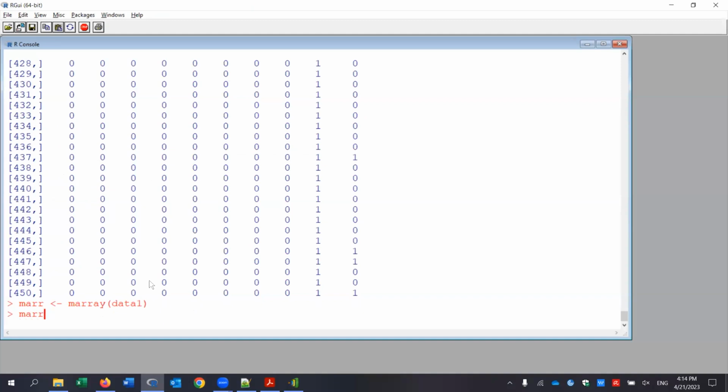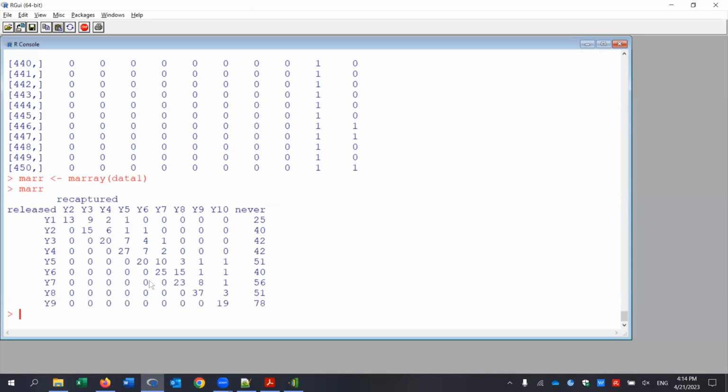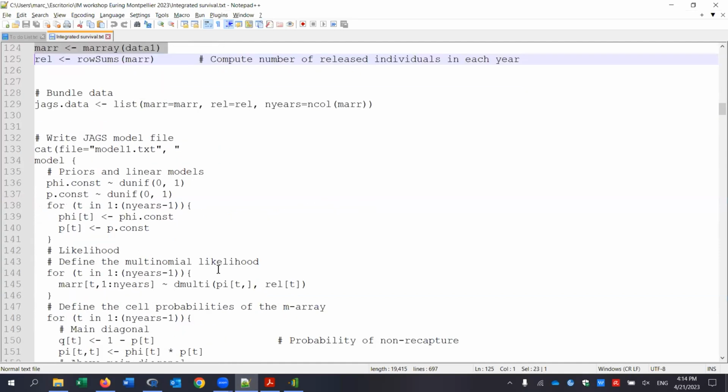Then we get this M-array here. So in the first row, we have 13 individuals that were released at the first occasion and then recaptured at the second occasion, and so on. So the data set is much smaller, which allows much more efficient computation.